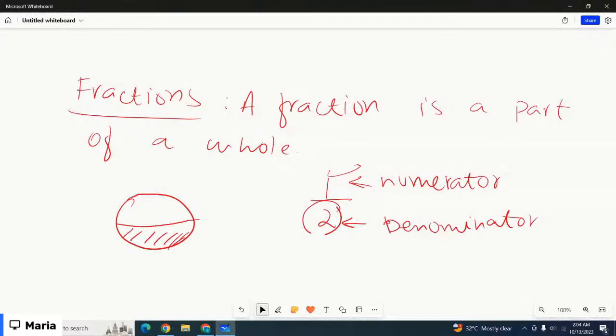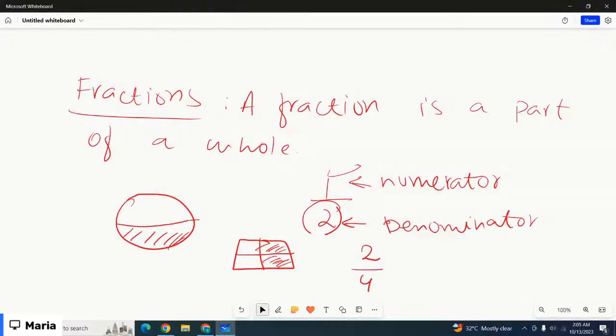So for example, you are given a shape that looks like this, right? So the shape has total 4 portions. The whole is always the denominator, right? And 2 of them are colored. So you can write it as 2 out of 4. 2 of the portions are colored out of 4. The total portions are 4, right? Whole is always in the denominator and part is always in the numerator.